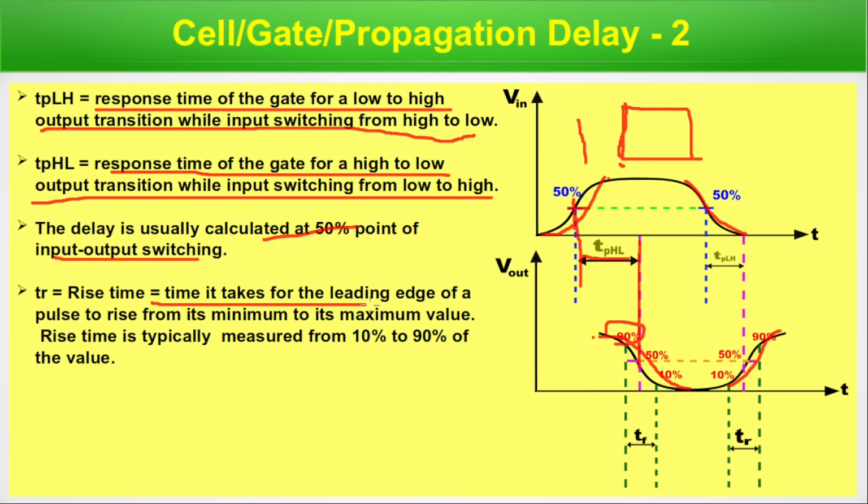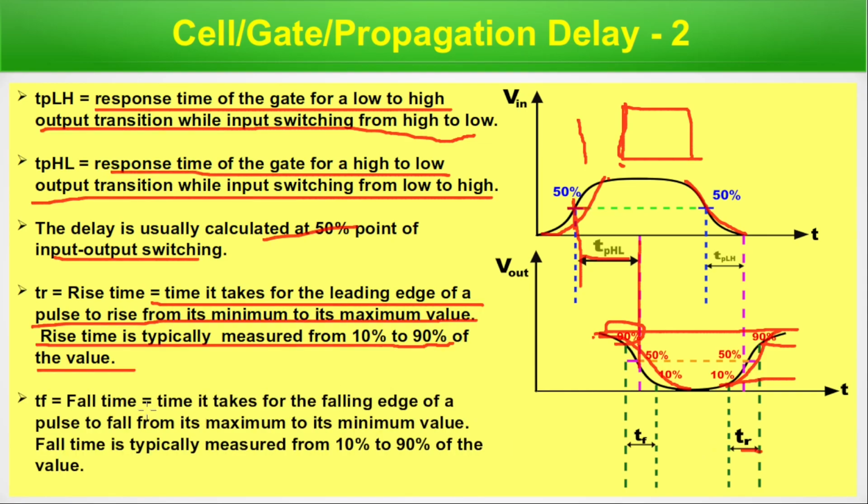Rise time: the time it takes for the leading edge of a pulse to rise from its minimum to maximum value. Rise time is typically measured from 10% to 90% of the value. So TR, this is the rise time. This is the 10%, this is the 90%. This is the in-between time, how much it takes to rise from 10% of the value to 90% of the value or magnitude. It's called rise time.